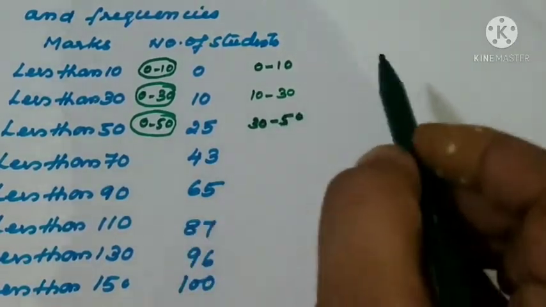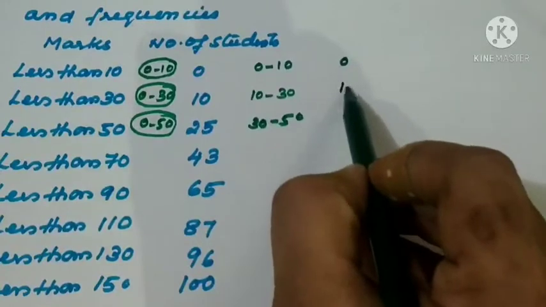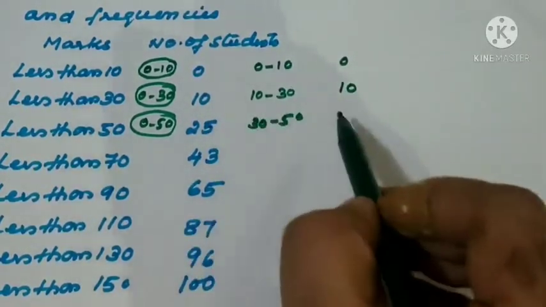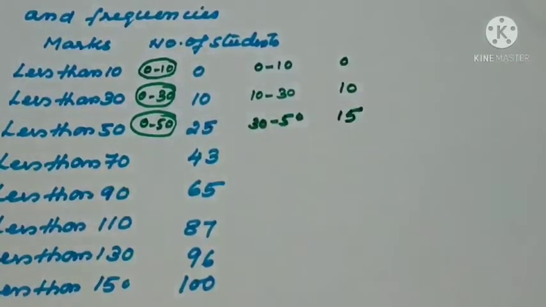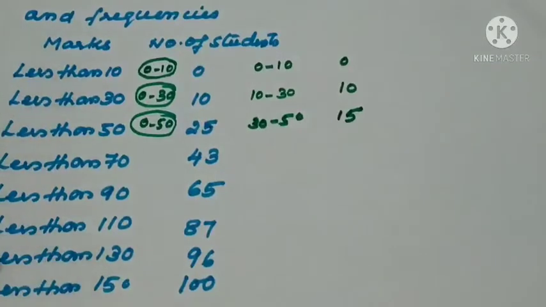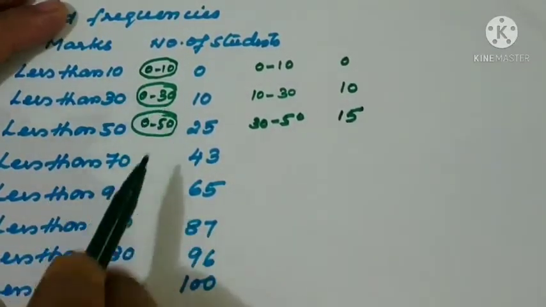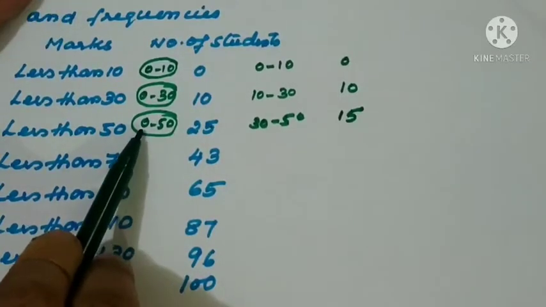So what should I do? Here I write 0. Then 10 minus 0, so 10 I'll write. Then 25 minus 10, that is 15. Right? So this is the idea. We want to write the class intervals like this, not like this. Less than 30 means it starts from 0 to 30, and less than 50 means it starts from 0 to 50.